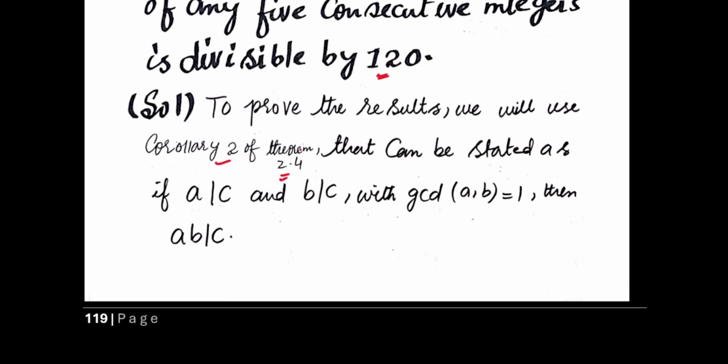What was the corollary of theorem 2.4? This can be stated as: if A divides C and B divides C, there are two numbers A and B, both divide C, such that the GCD of A and B is 1, that is A and B are relatively prime, then the product AB must divide C. This was corollary 2 of theorem 2.4.